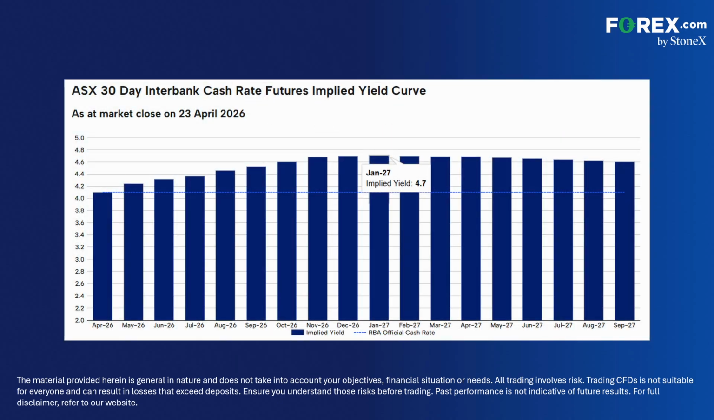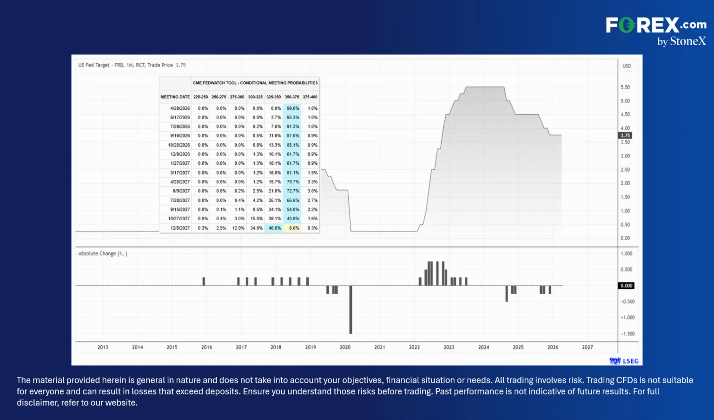Now, the cash rate curve also implies a peak rate of around 4.7% by January, but this could rise further should we get a hot CPI print. The Fed aren't expected to change their interest rate, but they may deliver a more hawkish tone due to the ongoing geopolitical tensions in the Middle East.